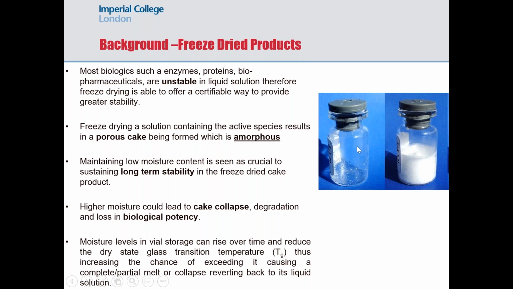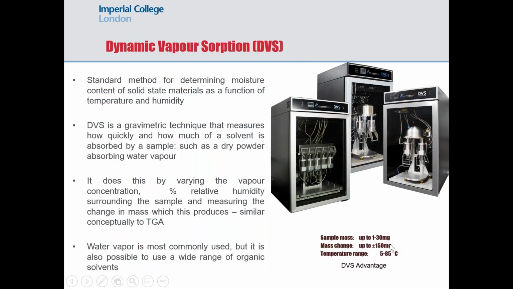So the exercise today is to try and understand what the critical conditions are by which we can keep this cake stable. So we're going to introduce a new technique now called dynamic vapor sorption. This is the method we're going to use to characterize how much water is in our freeze-dried products. This is a gravimetric approach, so its closest cousin is TGA. We're going to take a small piece of the freeze-dried cake, weigh it, and then look at how much water it absorbs as a function of time for a particular temperature and a particular humidity. That's going to allow us to understand the stability of this particular solid-state amorphous freeze-dried material.